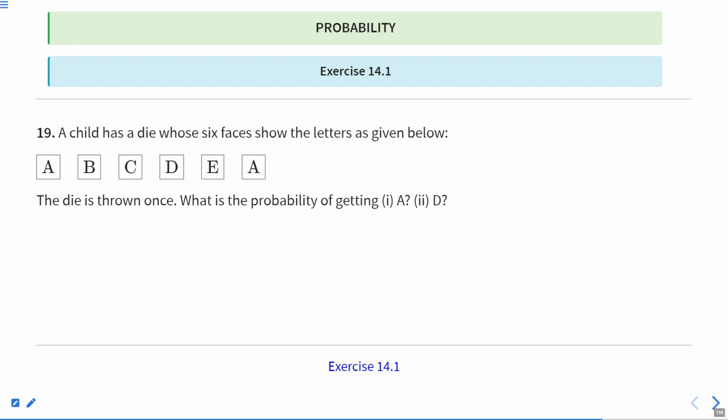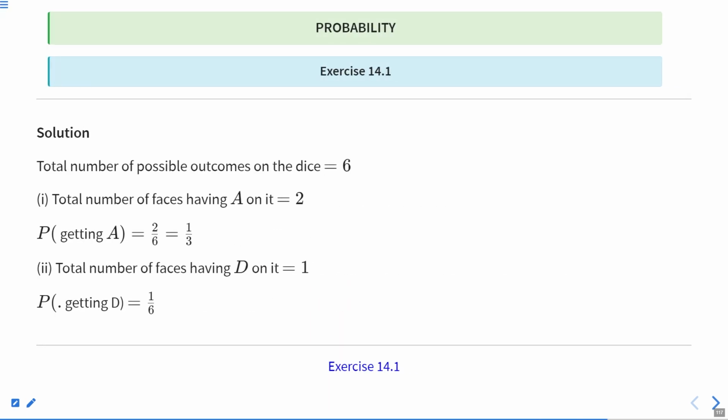Okay, so let us solve this problem. Total number of possible outcomes when the die is thrown is equal to 6. So you all know about this. There are 1, 2, 3, 4, 5, 6. Total number of faces having A is equal to 2, and then probability of getting A is equal to 2 by 6, and this is equal to 1 by 3.